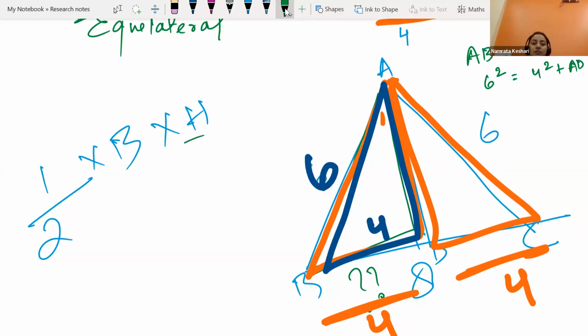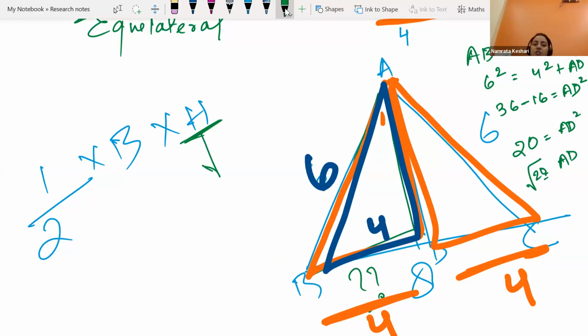And once we are done with getting the height, easily we can find the area. Let's find the height AD square. If this is 36, here it is becoming 16. AD square I am keeping over there only. AD square we are getting 36 minus 16, that means 20. AD we are getting root 20. At the place of height I am substituting root 20.